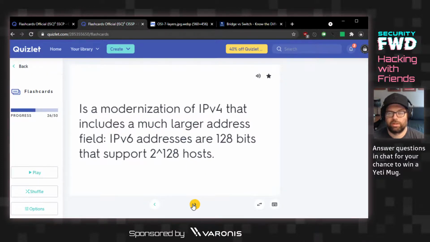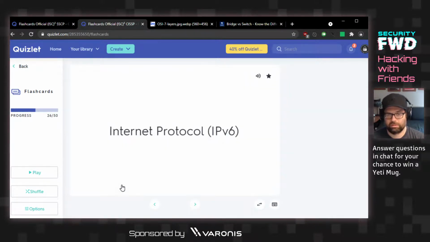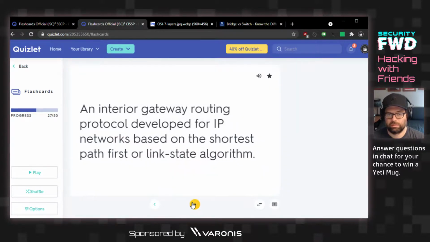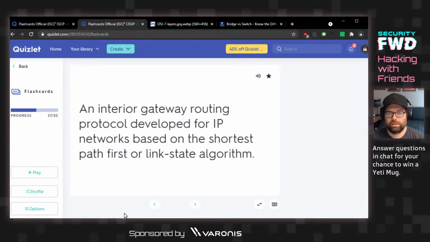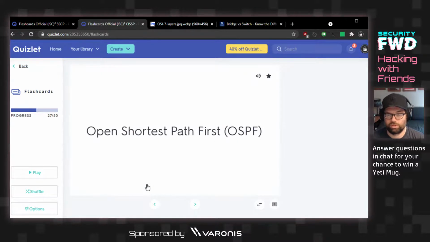IPv6 is a modernization of IPv4 that includes a much larger address field. An interior gateway routing protocol developed for IP networks based on the shortest path first or link state algorithm. IGP? Open shortest path first. All right.